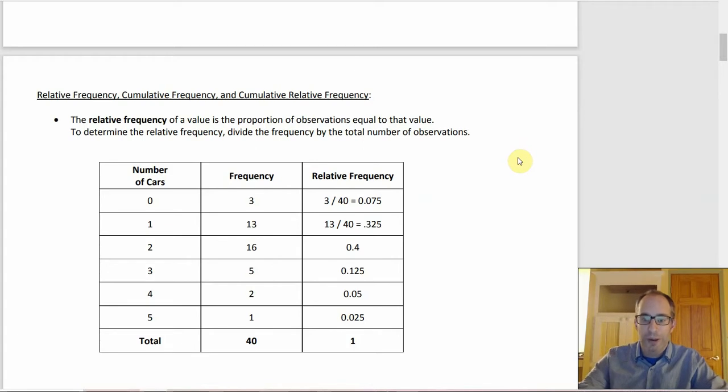Just to point out that all these relative frequencies are just taking the frequency and dividing by 40, since that's the total number of observations there. So for 0, the frequency was 3. The relative frequency is 3 divided by 40, which is 0.075 as a decimal. And then for 1, the frequency is 13. 13 divided by 40 is 0.325. And then 16 divided by 40 for 2, well, that's 2/5, so that's 0.4. Right? It's that over and over and over again.